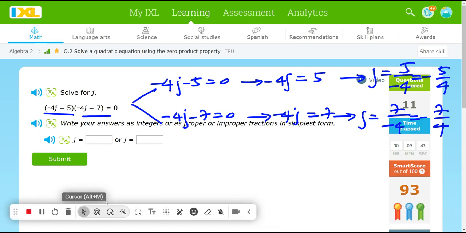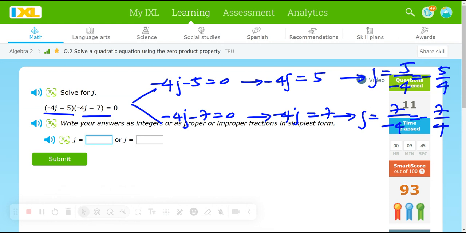Let's put it in. Do not put a negative sign in the denominator, you guys. You have to put it in the front. Okay, so let's put the negative sign in the denominator and see what happened. 5 over negative 4. Alright, and then 7 over negative 4. So they might give you an error, but let's see. Yeah, they accept it. Alright, so either way is fine.